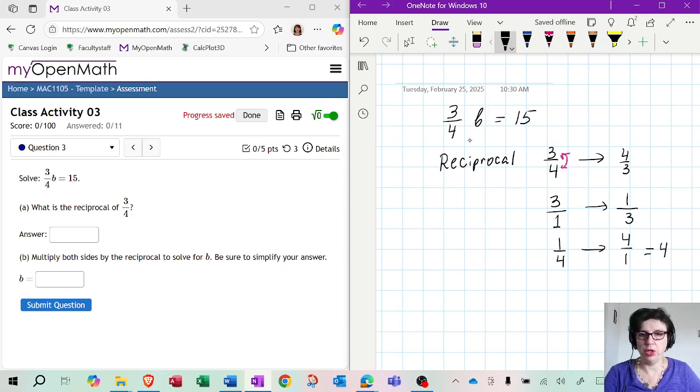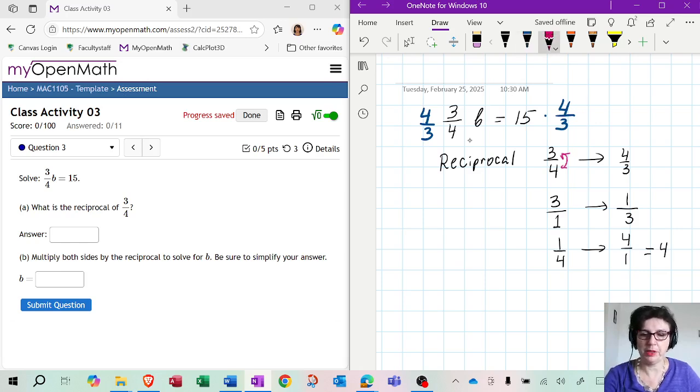Okay, so we're going to use this reciprocal to solve the following equation. First, we're going to multiply both sides by the reciprocal, which is 4/3. So when you multiply one side, you cannot just do that. You also have to multiply the other side by the same number, 4/3. Okay, so now the equation really didn't change. All I did is multiply both sides by the same number.